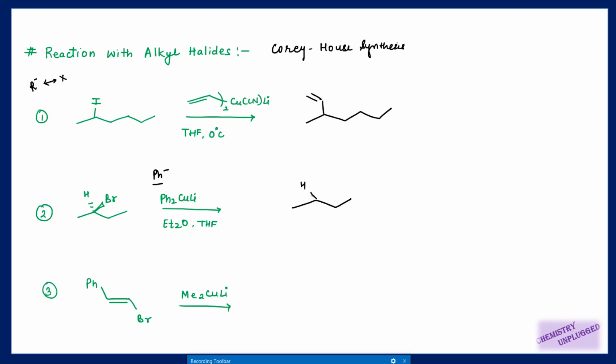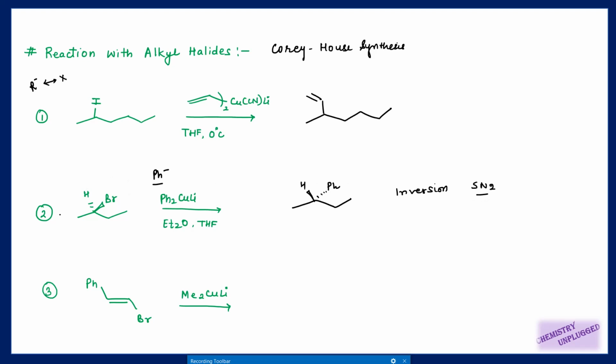Suppose in the starting compound I am attaching this as such. But what about the attachment sites? This Ph will go below the plane and H will come above the plane, meaning there is inversion at the carbon center. Inversion means this reaction is of SN2 type. So whenever you have alkyl chlorides and bromides, you will get inversion in configuration.